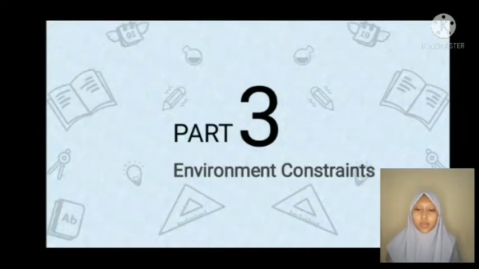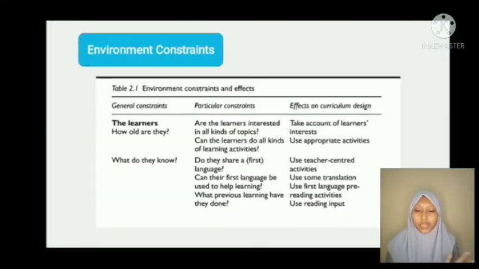And the third part is about environment constraints. So we can take a look at the table below. It is about environment constraints and effects, and as we have learned before, the constraints can come from the learners. So here, the example of the constraints is how old are they? Are the learners interested in all kinds of topics? If yes, the effect will be that we take account of learners' interests. Or can the teachers do all kinds of learning activities? If yes, we use appropriate activities.